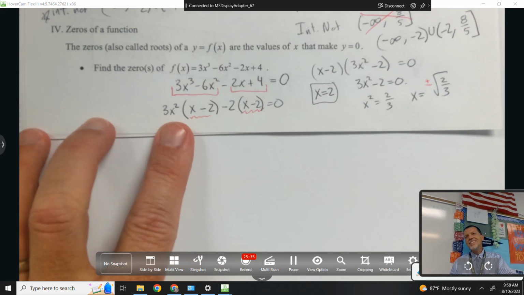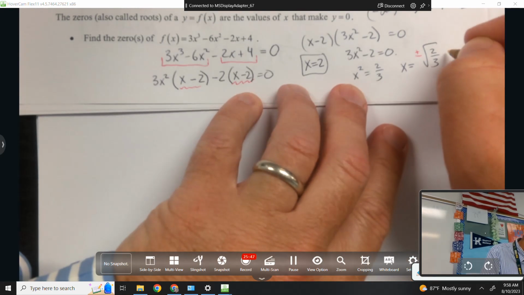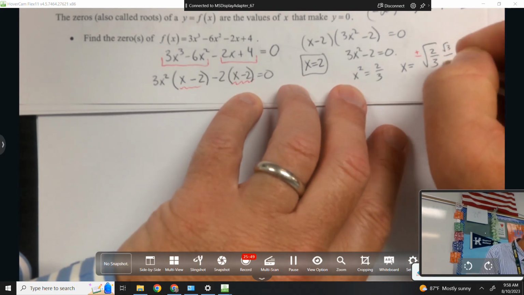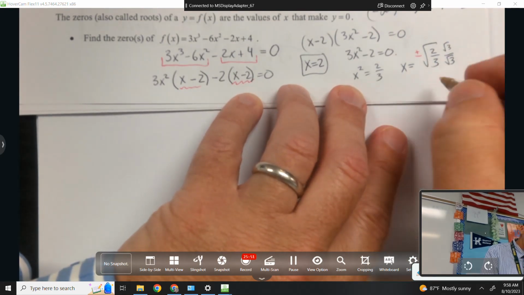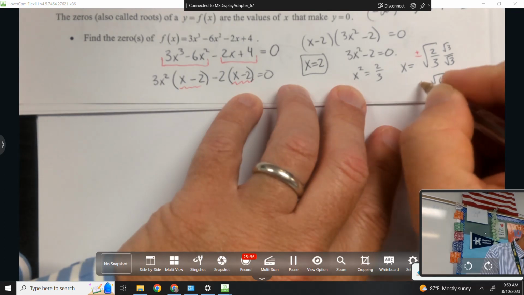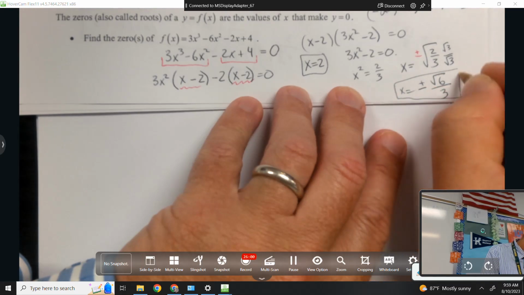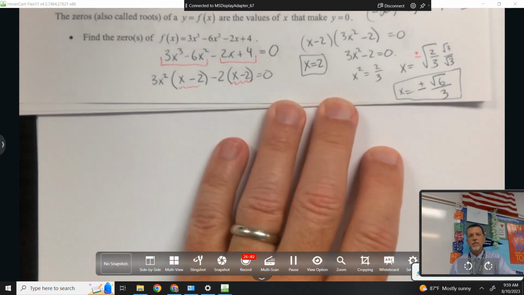And that's still not quite, it's not wrong. What don't we like about that? You have a radical in the denominator. So it's not wrong, but it's not mathematically polite. So let's multiply the top and bottom by the square root of 3. So the square root of 6 over 3. Don't forget the plus or minus. Just enough space.